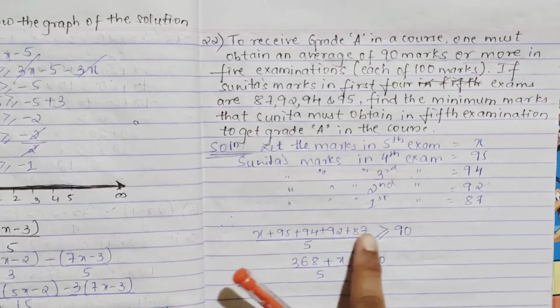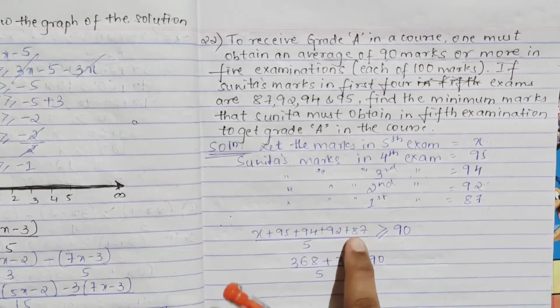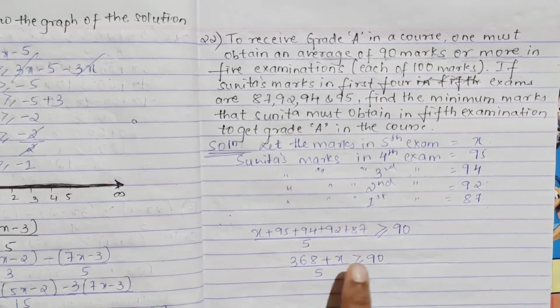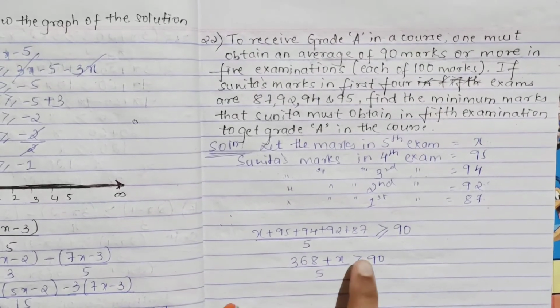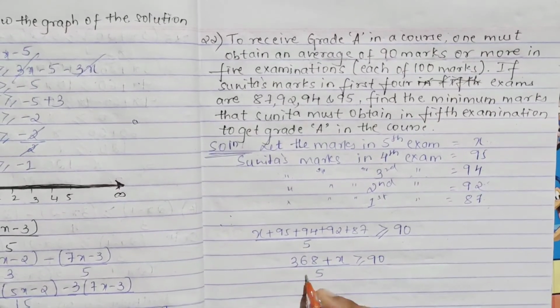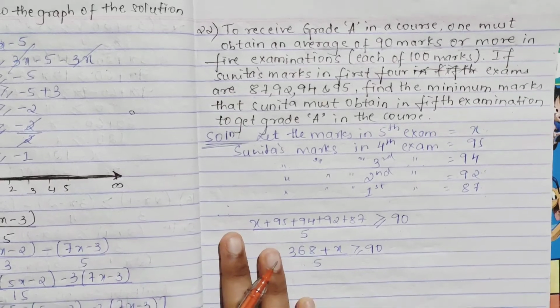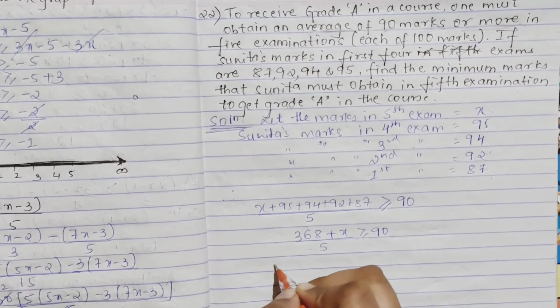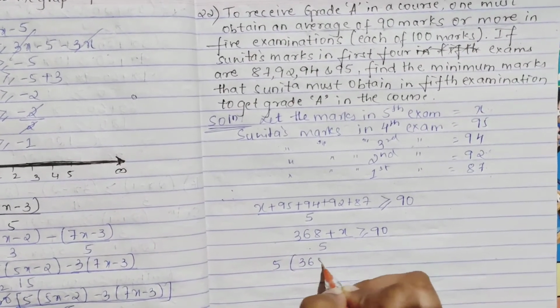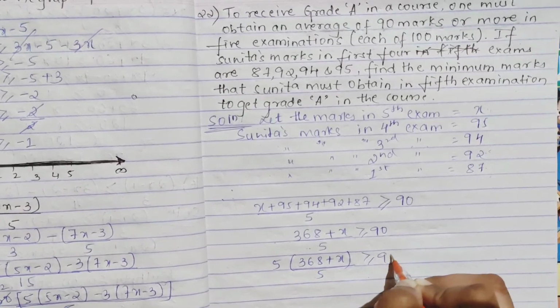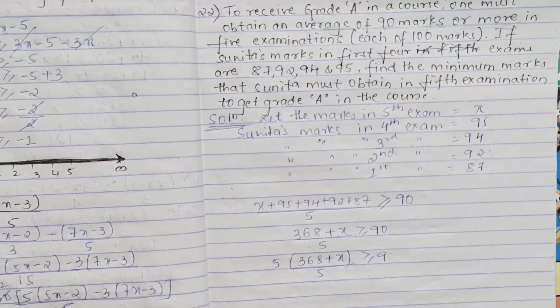So adding 95 plus 94 plus 92 plus 87, you are getting 368 plus x, because you have to find the x value only, divided by 5 greater than or equal to 90. Now what you have to do? Multiplying 5 on both the sides, right? So what it will be, 5 into 368 plus x whole divided by 5. 90 into 5, how much is it?